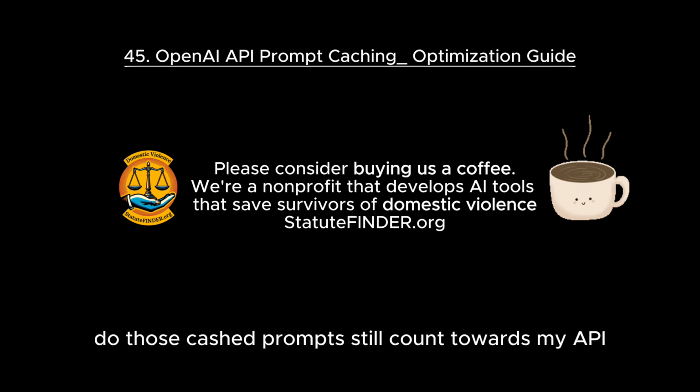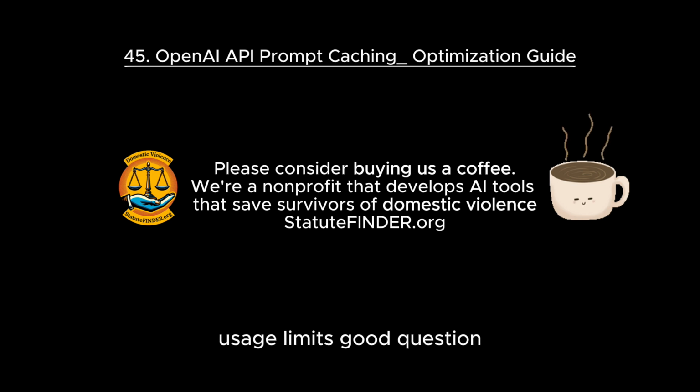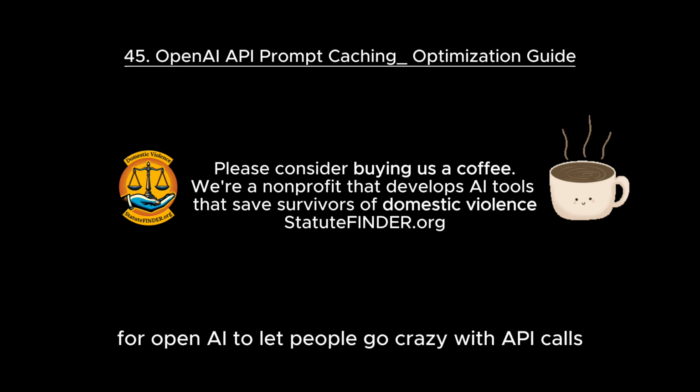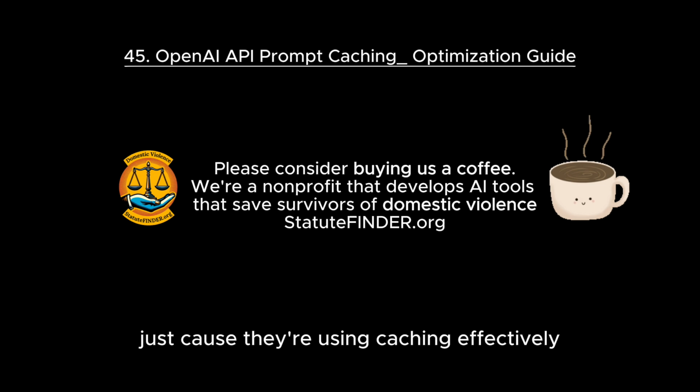Do those cached prompts still count towards my API usage limits? Good question, and yes, they do. Caching doesn't give you a free pass to bypass those rules. You're still using the API, you're just using it more efficiently. Right, that makes sense. It wouldn't be very sustainable for OpenAI to let people go crazy with API calls just because they're using caching effectively.